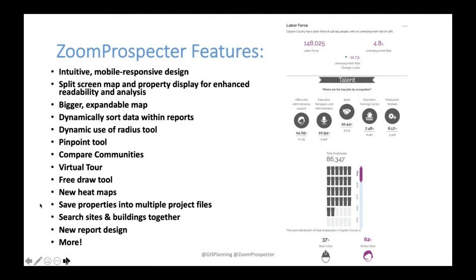Now, the other thing that we like to say about our data is it is really dynamic. And that means that you can sort it within reports and instantly have it reflected within the report and within the way the data is showing on the map itself. There's loads of map tools that help you dive into the data. So a radius tool that you can drag bigger or smaller, pinpoint tool. We have our beautiful free draw tool, so you can draw the area, I don't know, around the intersection of two interstates or along the shore of a lake or a coastline. Lots of different ways to use that.